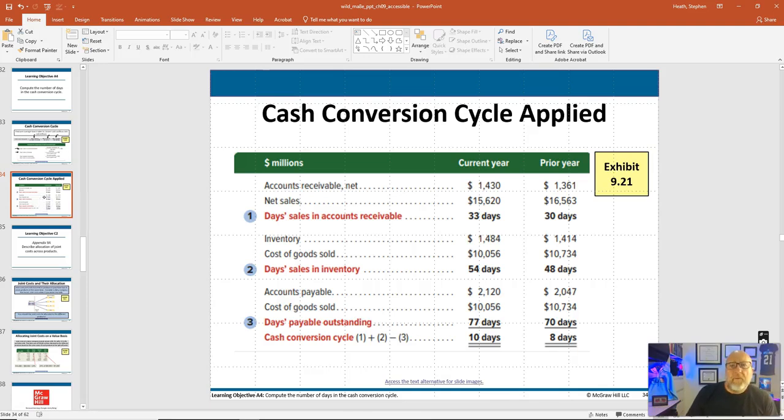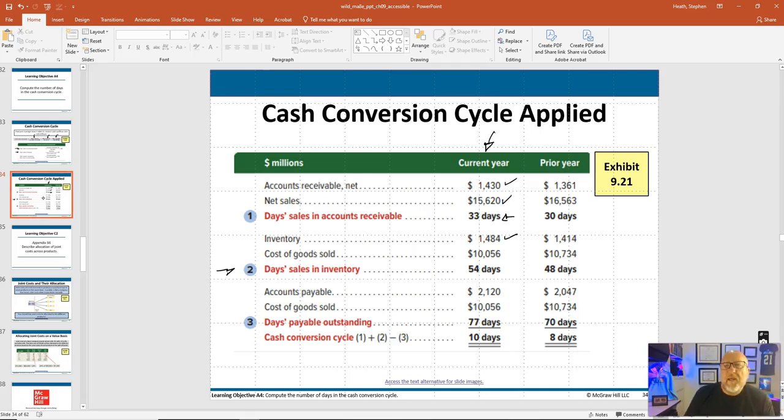So here's an example for our particular current year, right? So we have first, let's do days sales in accounts receivable. And the assumption is we have 1,430 in accounts receivable. We have net sales for the year, or for the period, 15,620. So accounts receivable divided by net sales of 15,620 times 365 days gives us 33 days. Then we do days sales in inventory.